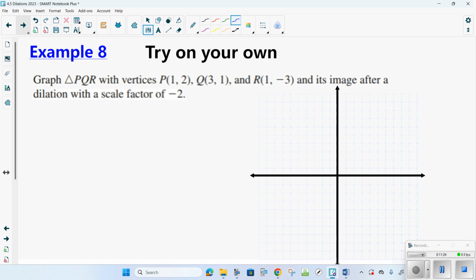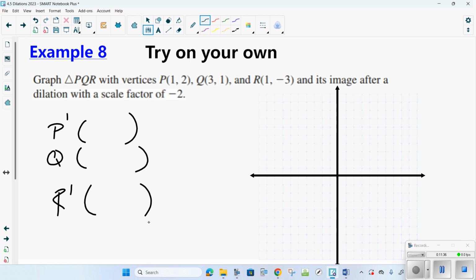Hit the pause button. See if you can do this one by yourself then. All right, welcome back. P prime, Q prime, R prime. We're multiplying it by a -2, which ultimately ends up being a dilation that is rotated 180 degrees. So -2, -4, -6, -2, and -2, +6. So the original 1, 2 for P, 3, 1 for Q, and 1, -3 for R. So there's the original. Now, remember, I'm rotating 180 degrees and enlarging by 2.